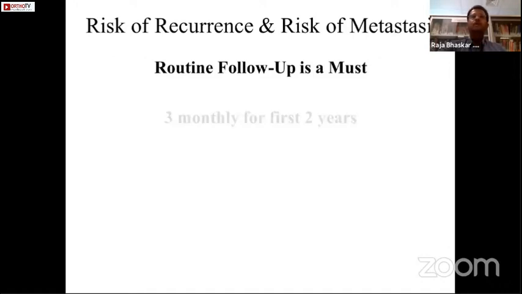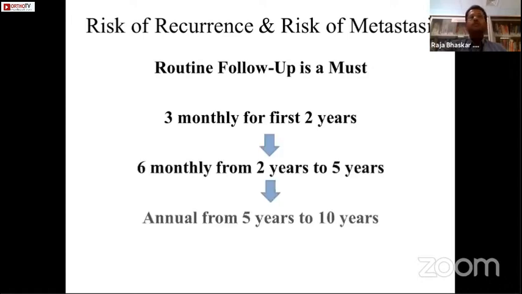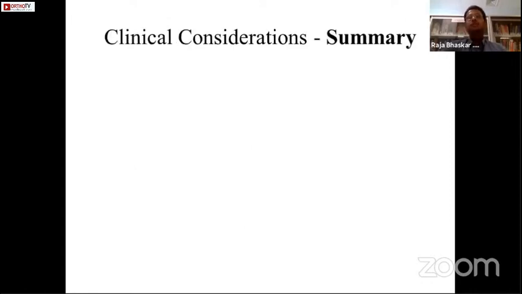So ideally what is followed is a 3-month follow-up for the first 2 years, followed by a 6-month follow-up for the next 5 years. And then you need to follow them up annually till 10 years. So if you are going to operate on a patient with GCT, you have to be mindful of the fact that they need to be followed up for at least 10 years, and at every visit you need to take an X-ray of the local region, examine them, also take a chest X-ray for screening purposes, and only then can you say that they are disease-free. So you need to have a 10-year follow-up.